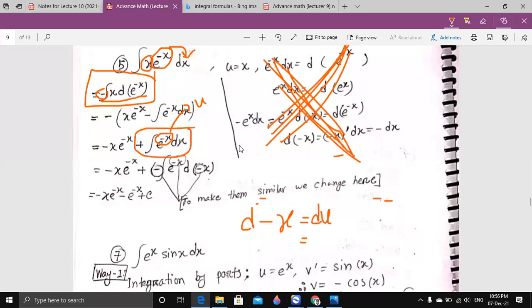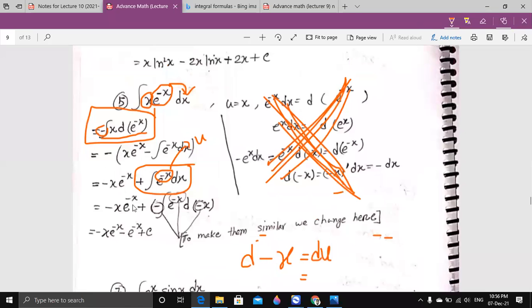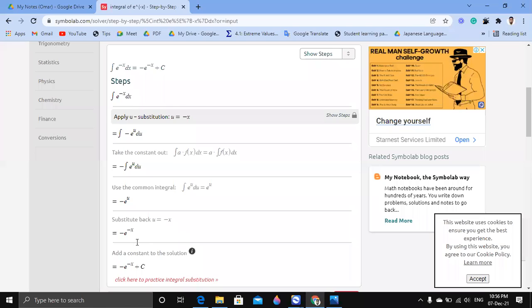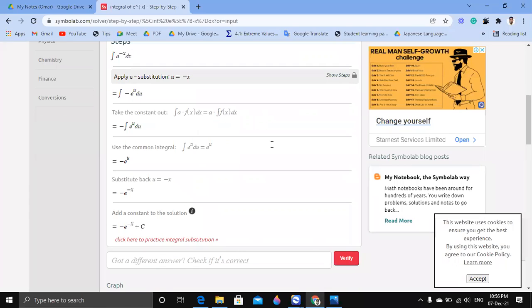So let's go back to our main math. We know that the integration of e to the power minus x dx is minus the integration of e to the power minus x d of minus x. So the result is minus e to the power minus x plus c, okay?